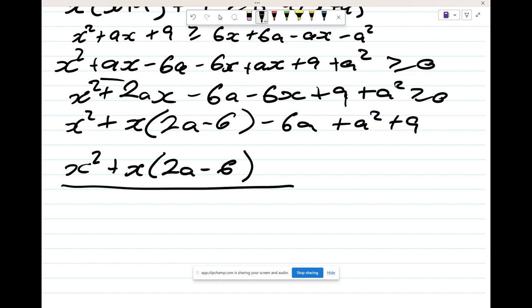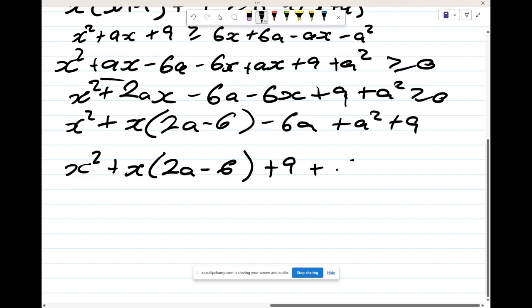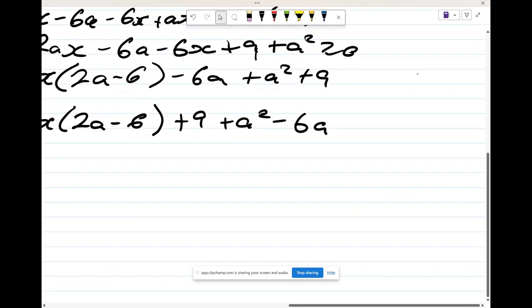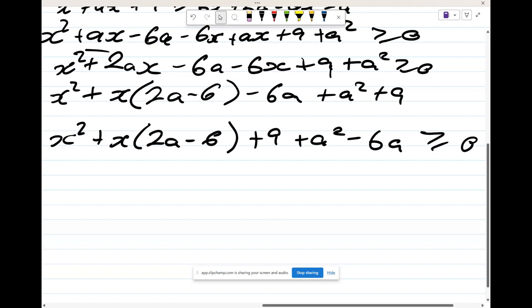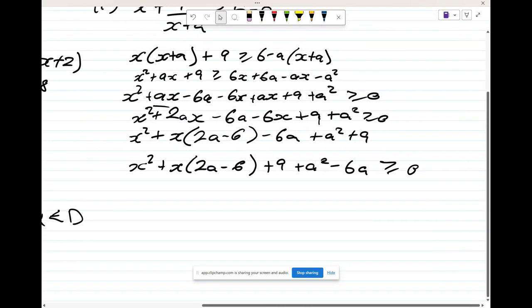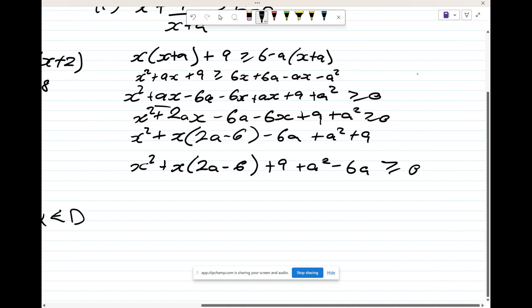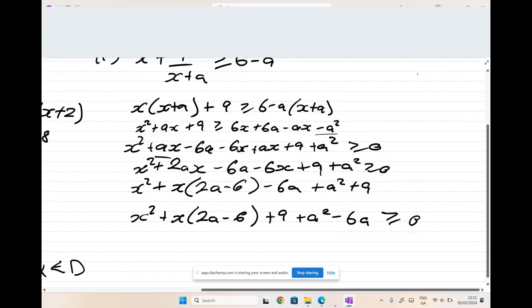And this looks like a quadratic but without a constant. So let's add our constant there and see where that takes us. And then we're left with a squared minus 6a, and that's greater than or equal to 0. I'll just take a second here to make sure all my numbers, or my signs, are right. A squared positive, a squared, yeah, okay.